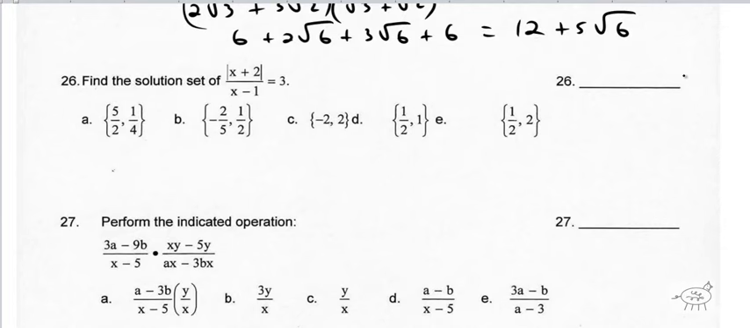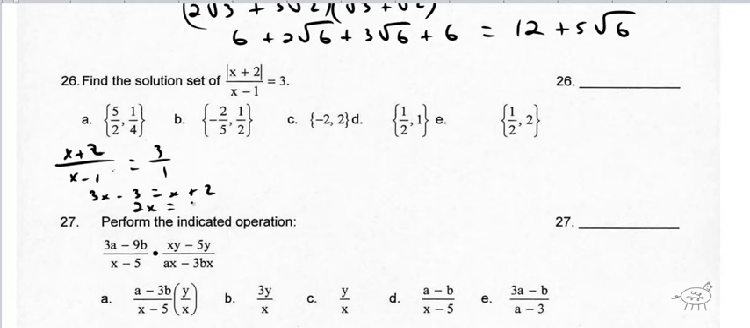Find the solution set of the absolute value of x plus 2 over x minus 1. Basically, what I can do with this one is that x plus 2 can be positive or x plus 2 can be negative. So let's set up two different problems. So it's x plus 2 over x minus 1 equals 3 over 1. So I cross multiply, I get 3x minus 3 equals x plus 2. So I get 2x is equal to 5, so x is 5 halves.